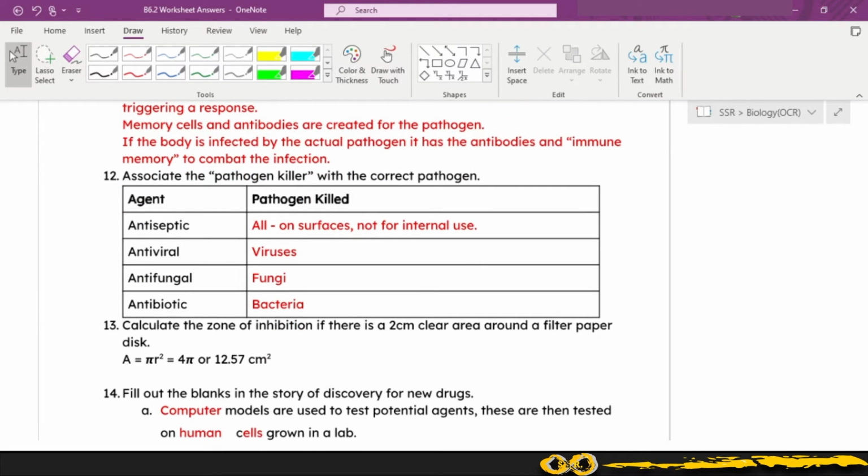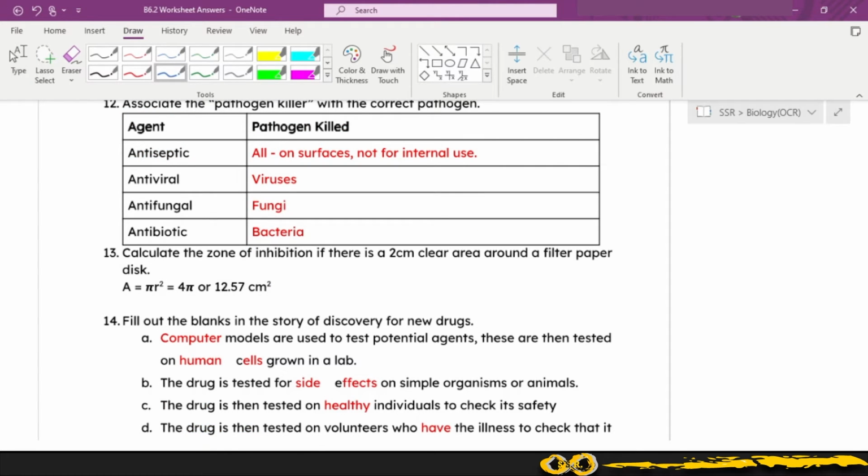We know that there are certain pathogens that can be targeted with specific agents, such as antiseptics, antivirals, antifungals, or antibiotics, but you need to use them appropriately and for the appropriate pathogen. So for example, giving someone an antibiotic if they have a viral infection is completely useless because it's not going to have any effect on the virus.